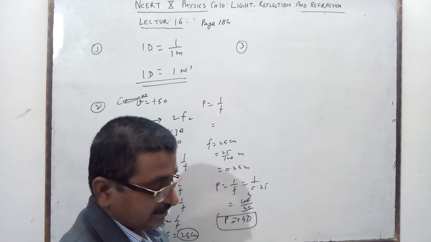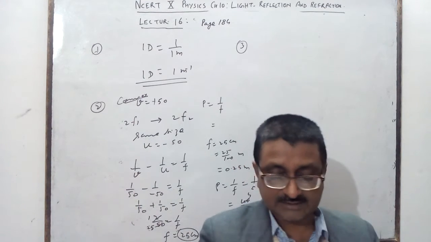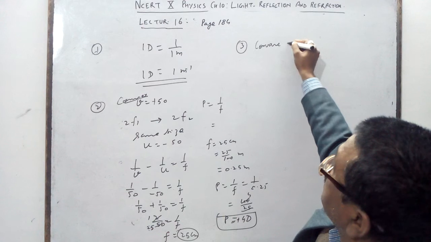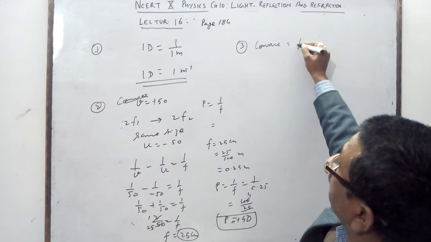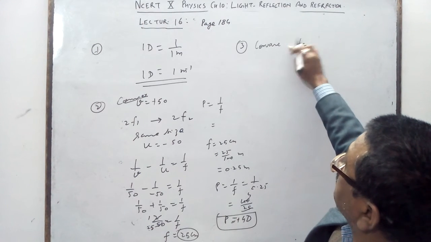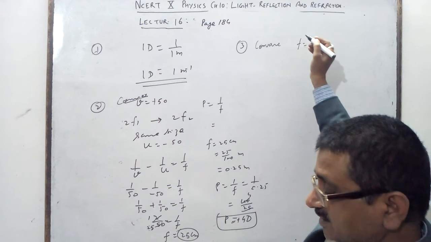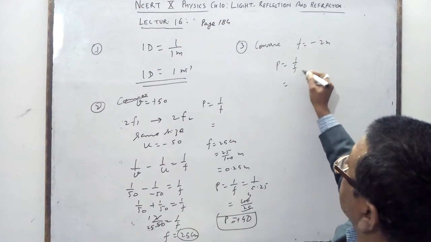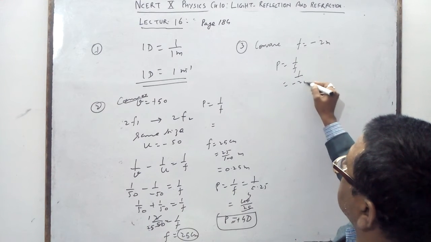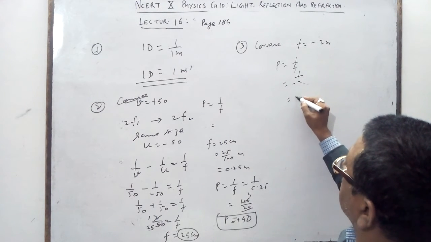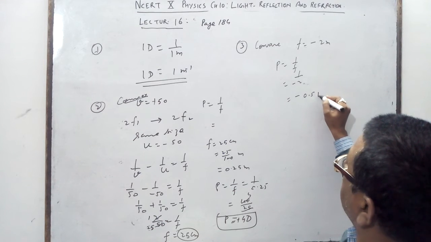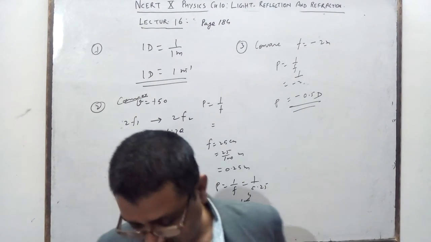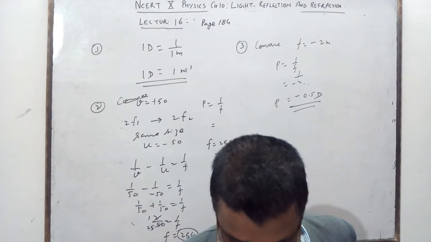Third question. Find the power of a concave lens of focal length 2 meter. For a concave lens the focal length is negative, not positive. The focal length is given as 2 meter, so power is equal to 1 by F in meters. So 1 by minus 2 gives you minus 0.5 diopter. The power is minus 0.5 diopter. Very simple part you are getting.